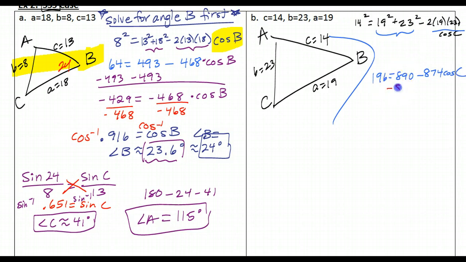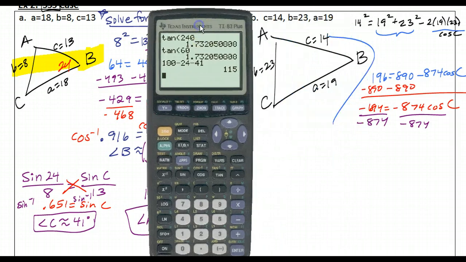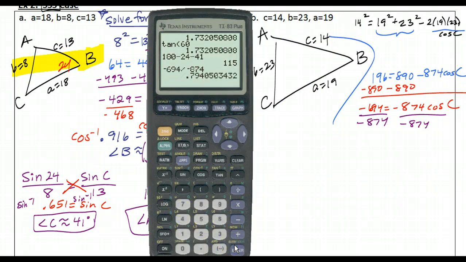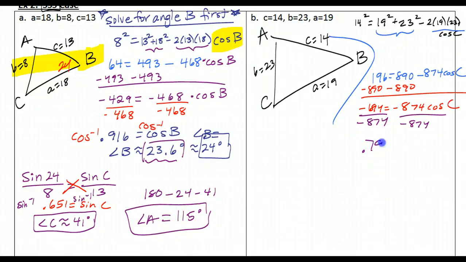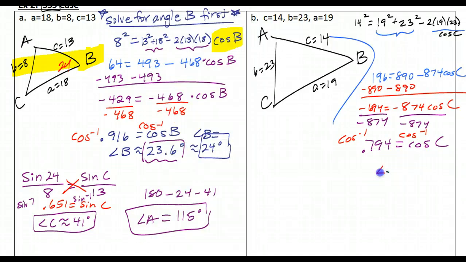So now I do my normal equation solving. So subtract it off. I get negative 694 equals negative 874 cosine of C. Divide it. Negative 694 divided by negative 874 is approximately 0.794. And then I am going to cosine inverse both sides. 37.4, so we'll round that to 37 degrees then.